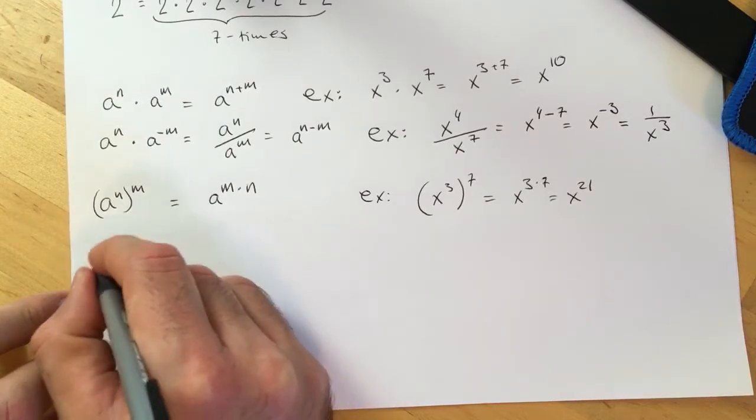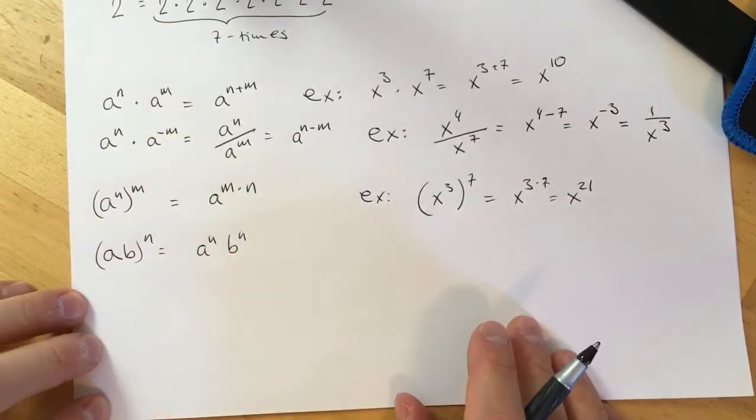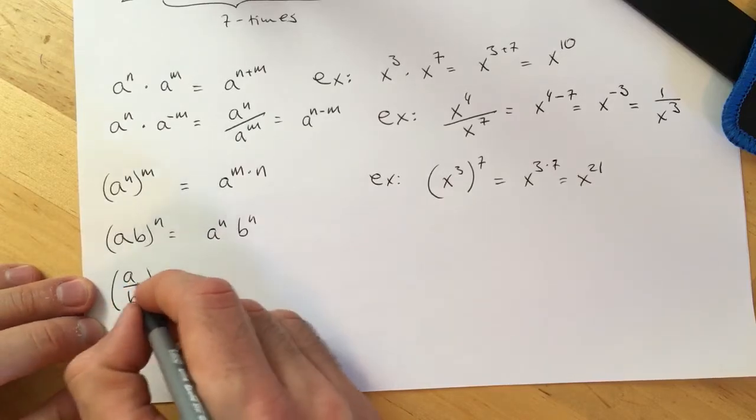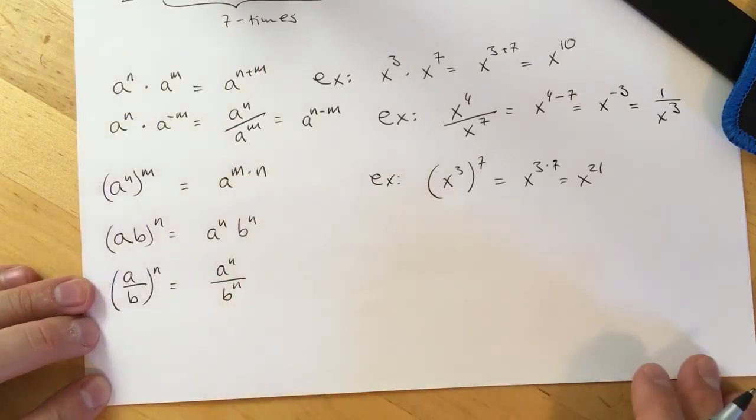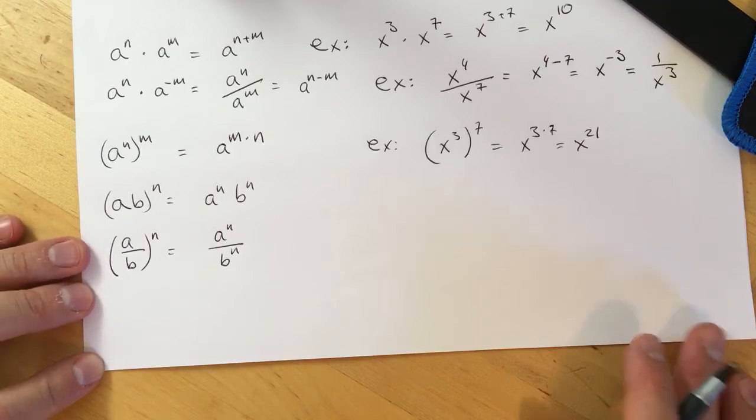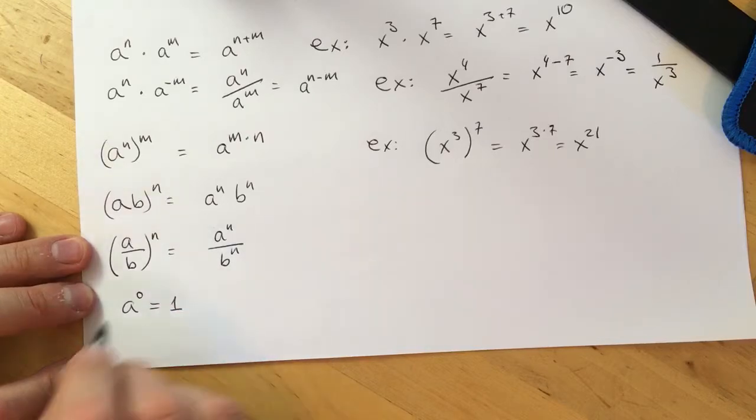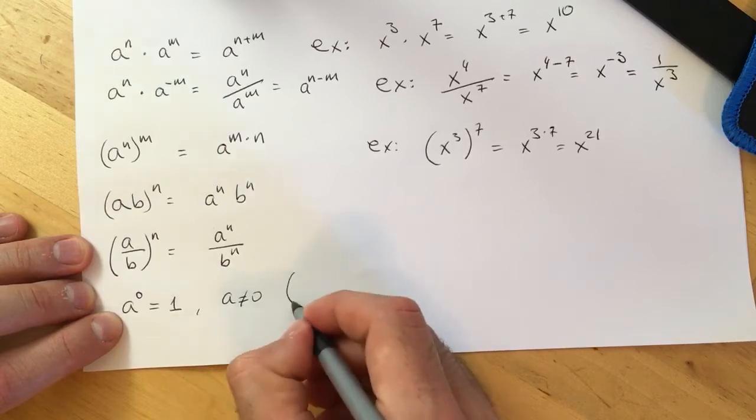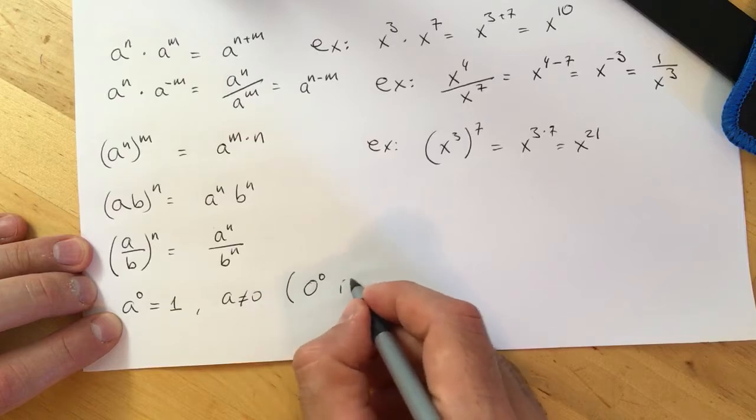a times b, this product raised to power n is a to power n times b to power n. Okay, the same holds for this ratio. a over b to the power of n is a to the power of n over b to the power of n. Okay, then if a is any non-zero number, be careful, a to power 0 is defined as being 1 as long as a is not 0. Moreover, just keep in mind that 0 to power 0 is undefined.